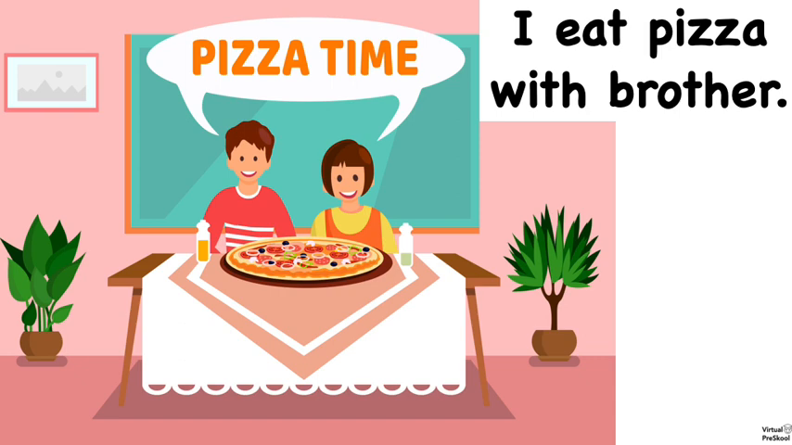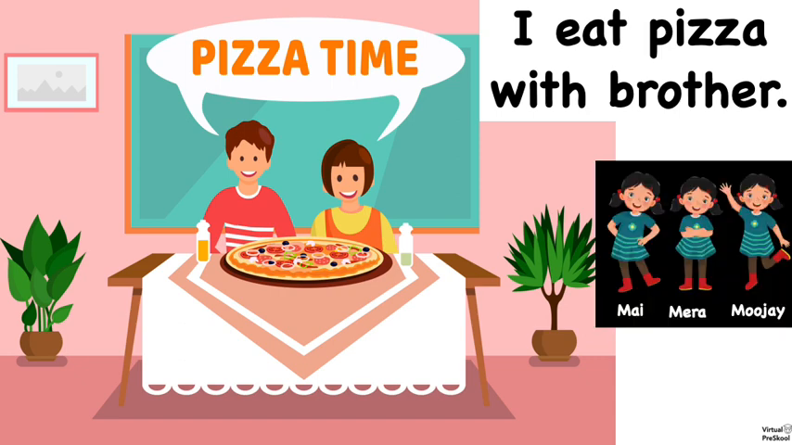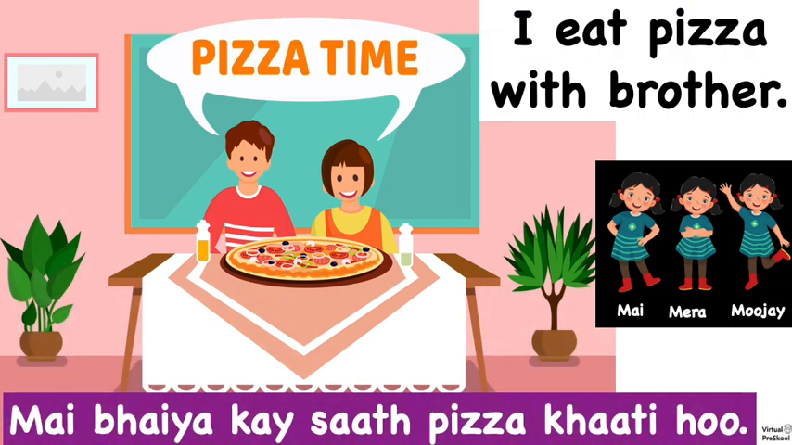Next one. I eat pizza with brother. Is it main, mera, or mujhe? Main. So what's the sentence? मैं भैया के साथ pizza खाती हूँ. Notice how we conjugated khana to khati because this is a present tense sentence spoken by a girl.